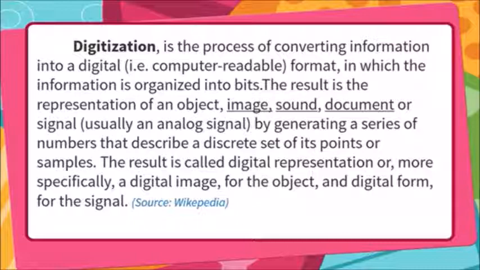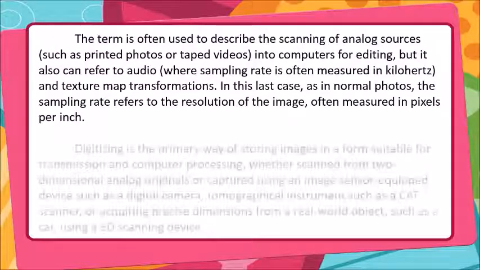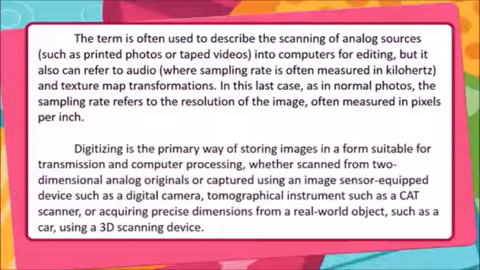The term is often used to describe the scanning of analog sources such as printed photos or taped videos into computers for editing, but it can also refer to audio, where sampling rate is often measured in kilohertz, and texture map transformation. On the other hand, digitizing is the primary way of storing images in a form suitable for transmission and computer processing, whether scanned from two-dimensional analog originals or captured using an image-sensor-equipped device such as a digital camera, or tomographic instruments such as a CAT scanner acquiring precise dimensions from a real-world object.